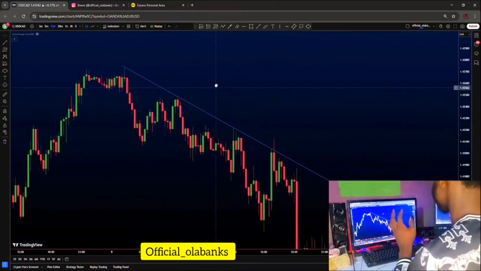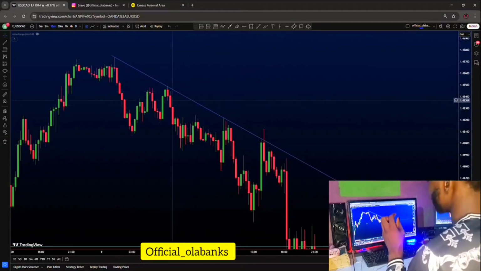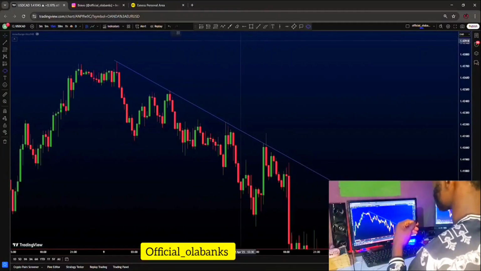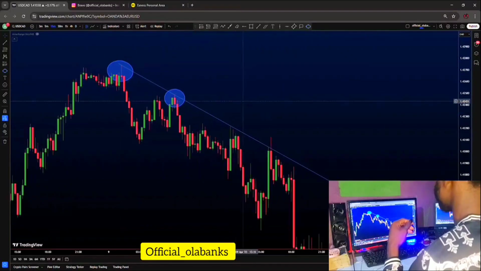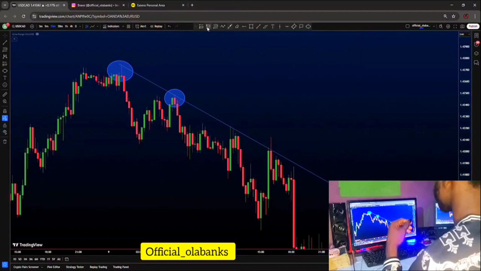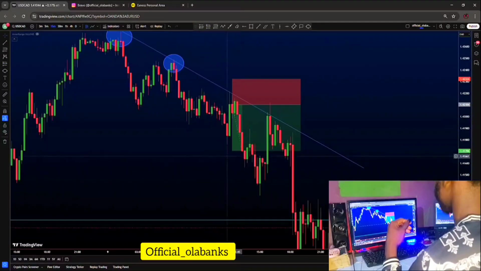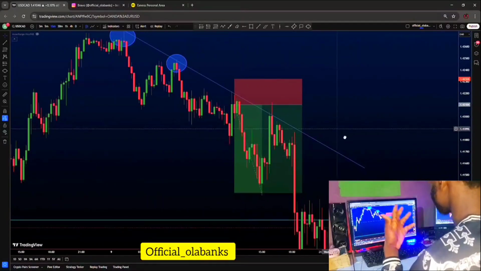So now, for it to be valid, it must have at least two to three touches. So now this is our first touch here. As you can see, this is our second touch here, which means if we had wanted to take a sell, this would have been our best entry. Just like this.